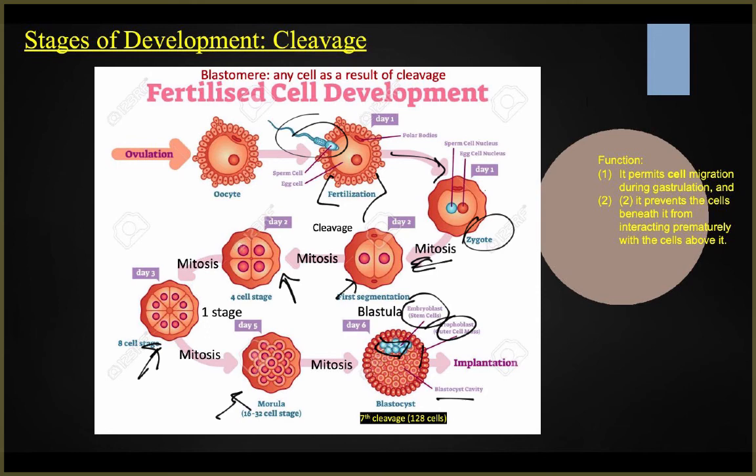So any cells that result from cleavage is a blastomere, and this fluid-filled blastocoele that you see there, the function of it is basically to permit cell migration during gastrulation and to prevent the cells beneath it from interacting prematurely with the cells at the top. So this does have polarity, where the cells down here, you don't want them interacting with the cells up there.